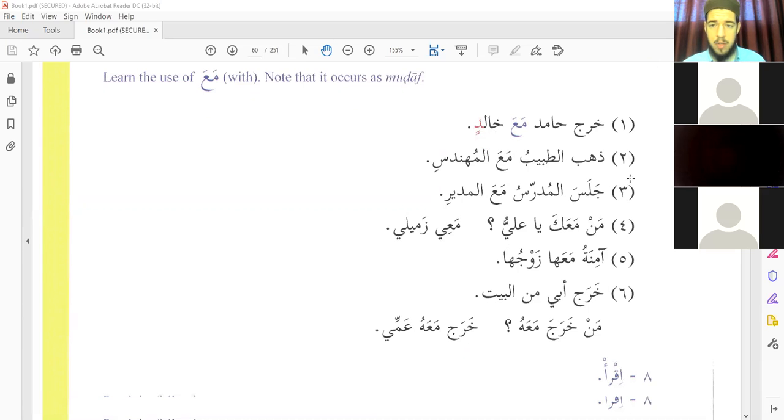So let's just begin with reading this exercise. Let's go down the list here. Sheikh family, whoever's with us today, start us off with number one. خرج حامد مع خالد. Very good. Excellent. And let's do some translation while we're at it. What does that mean? Hamid left with Khalid. Very good.